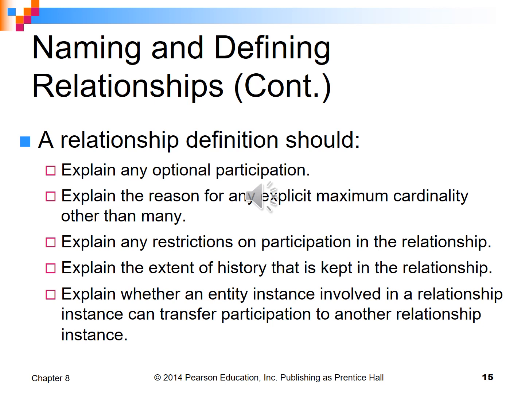And the relationship definition should explain any optional participation, if there is any. Explain the reason for any explicit maximum cardinality other than many. I mean, if the cardinality is up to 4 or up to 3, like many to many with maximum 4, I think you should explain it. Explain any restriction on participation in the relationship. Explain the extent of history that is kept in the relationship. Explain whether an entity instance involved in a relationship instance can transfer participation to another relationship instance.